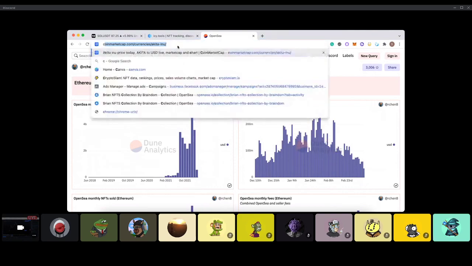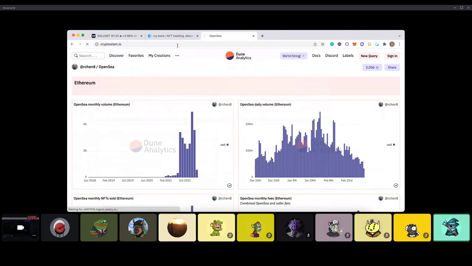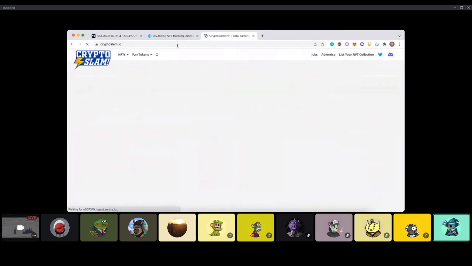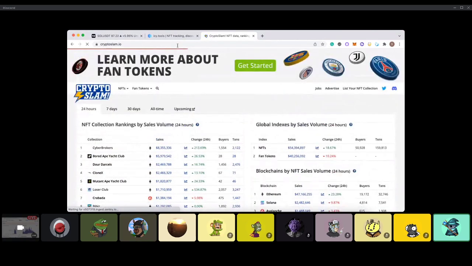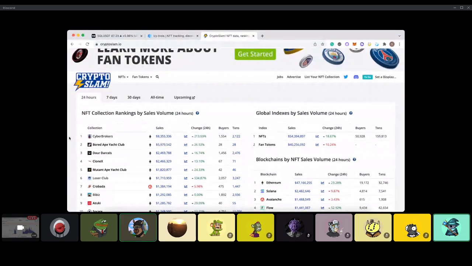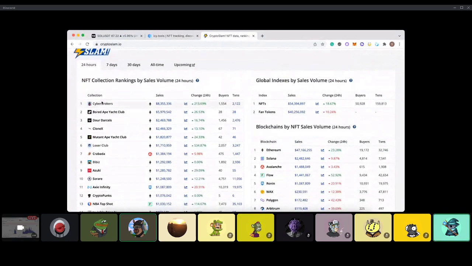Now, some people like to use Crypto Slam as well. It gives you another layer when looking at the market, because with Crypto Slam you can look at the project level.